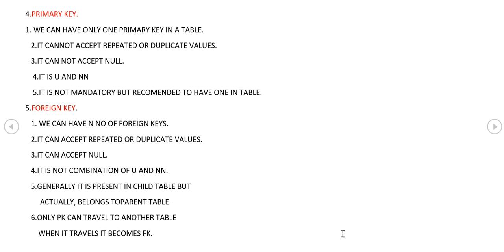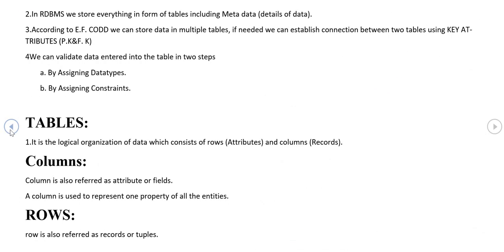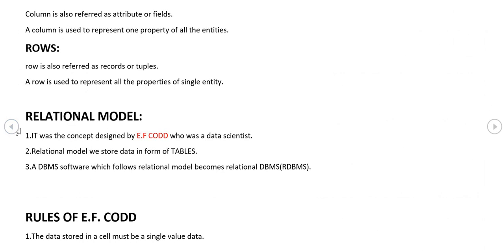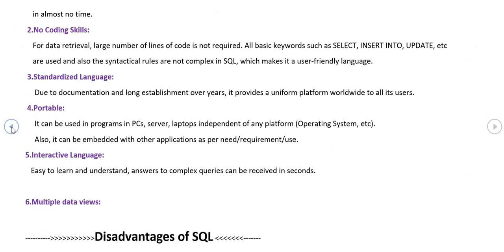So this is about data types and constraints, and what is data, what is a database, DBMS, RDBMS, relational model, rules of relational model, rules of E.F. Codd, and rows, columns. I think we have discussed everything.